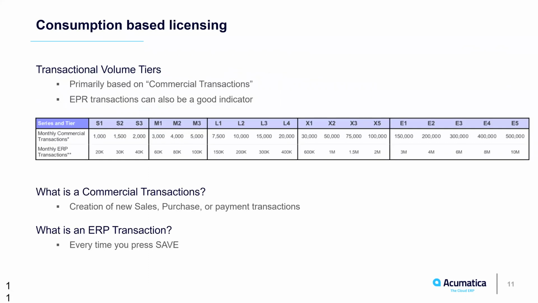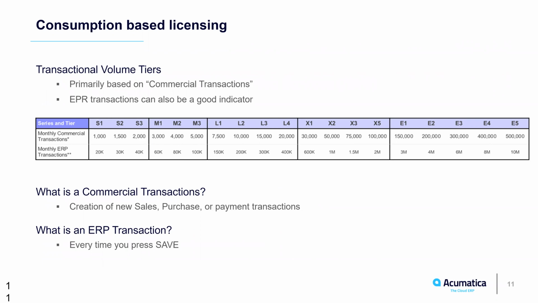So the way we measure transaction tiers, instead of looking at the number of cores, we look at these tiers of transactions. So for example, if you look at this chart, M1, M2, M3 are what we call our medium tiers, and it allows you to do up to 3,000 what we call commercial transactions a month, and then M2 would be 4,000, M3 would be 5,000, and so on.